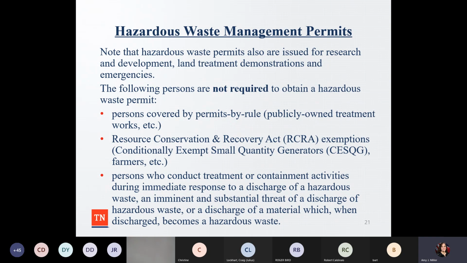So a person is covered by permit by rule if it's publicly owned treatment works, if there's a Resource Conservation and Recovery Act exemption, or if there are conditionally exempt small quantity generators or farmers can be exempt. And then persons who conduct treatment or containment activities during immediate response to a discharge of a hazardous waste, if there's imminent and substantial threat of discharge of that hazardous waste, or discharge of a material which, when discharged, could become hazardous. So again, if that's a life-threatening or an emergency situation, they don't have to worry about a permit. You have to just be able to respond and clean up the mess, right?